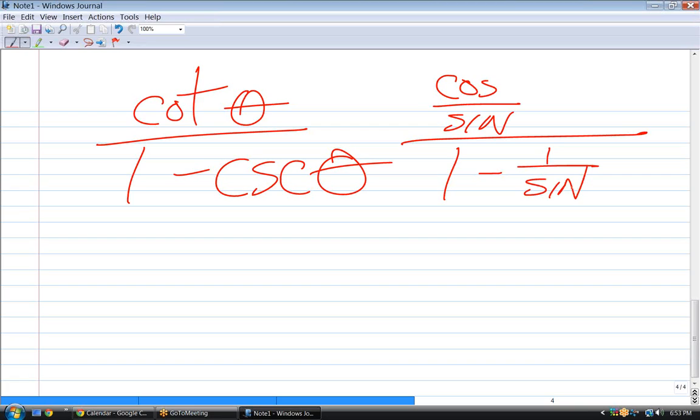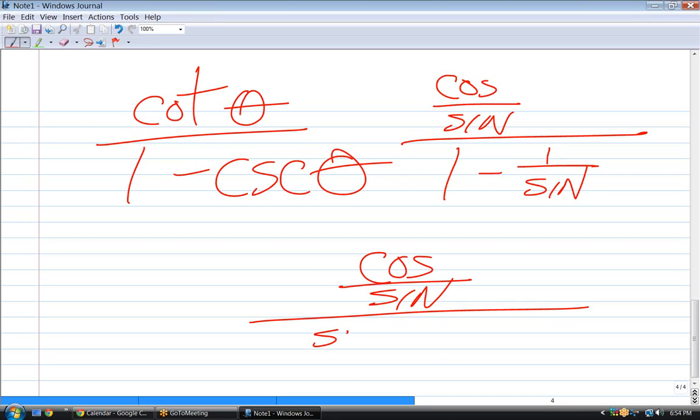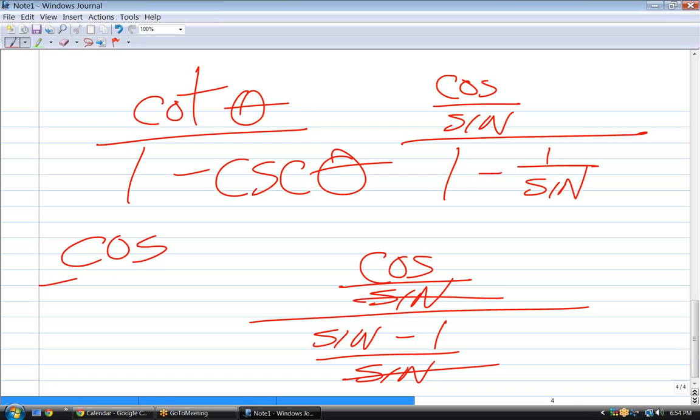1 over sine. Okay. Now let's find a common denominator in the bottom. So you would have to multiply both by sine over sine. Okay, so I got cosine over sine all over sine minus 1 over sine. Right? Well, now I can cross the sines out, and my answer is cosine over sine minus 1.